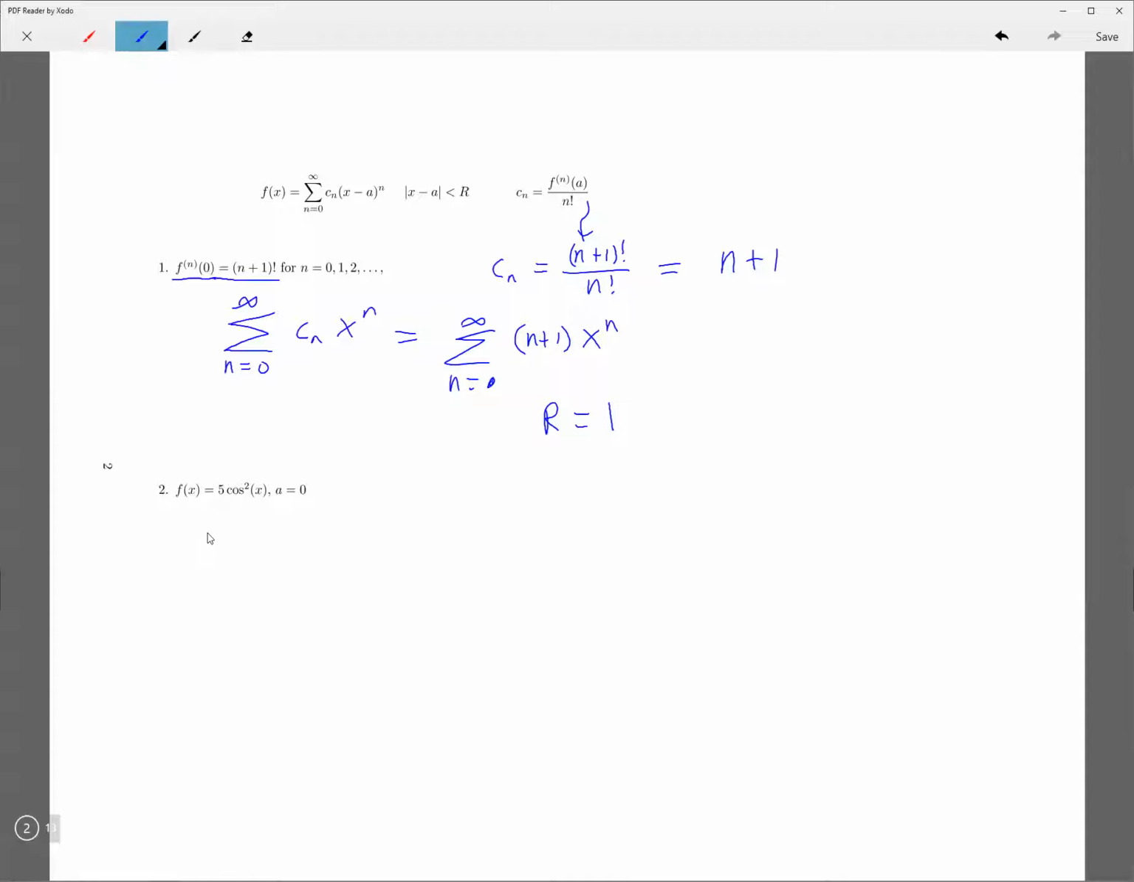Okay, number 2. Whoa. Use the definition of Taylor series to find the first 4 non-zero terms of this series centered at the given value of a. Okay, so typically, here's what you do.